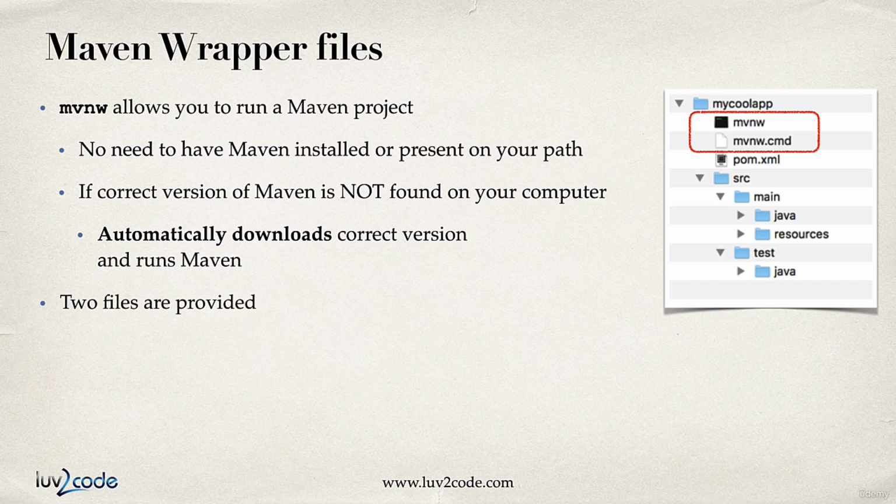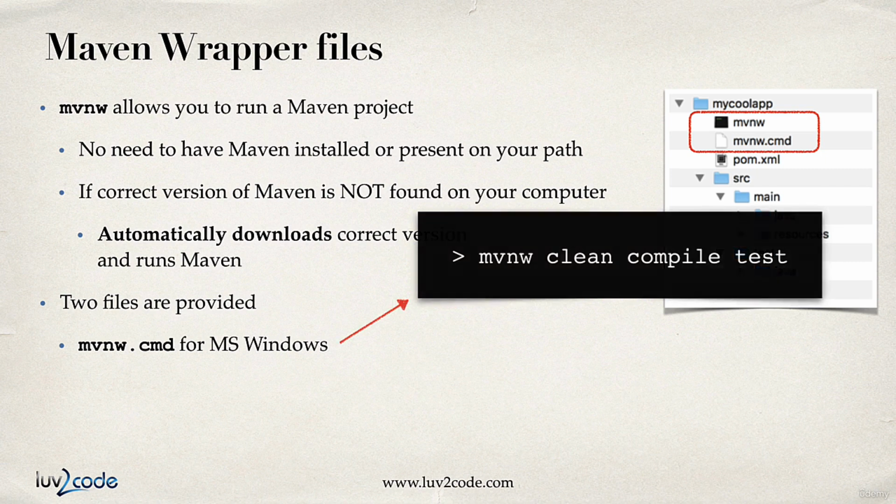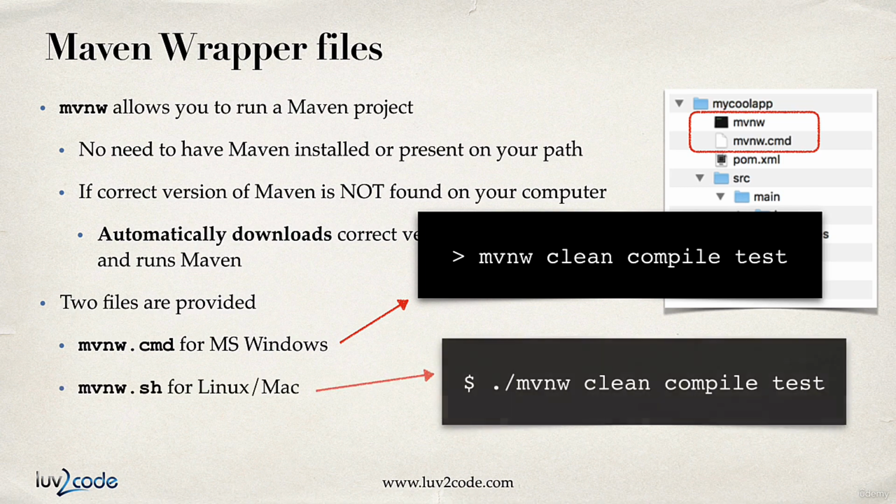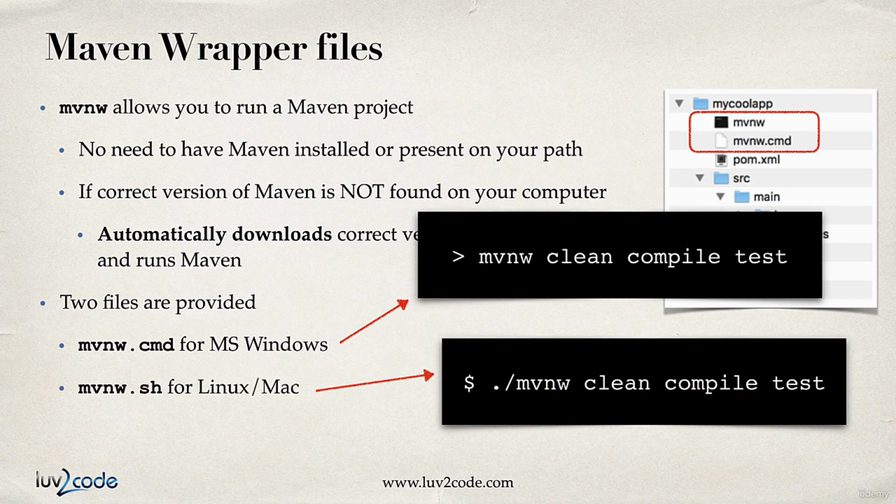There are actually two files that are provided for you. One of them is the mavenw.cmd file. That's for Microsoft Windows. So you can use that to say mavenw and then the normal Maven commands, like clean compile test or whatever. And then there's the mavenw.sh, and this is for Linux or Mac systems. Here you could say ./mavenw clean compile test, and so on. So that's the basic idea of the mavenw files. They're wrapper files that'll automatically download and run the correct version of Maven for you.